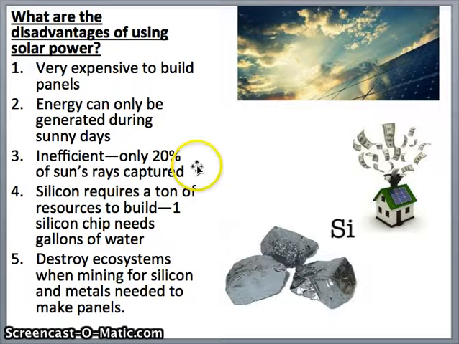Second, right now it's very inefficient still. Only 20% of the sun's rays that initially hit the solar panels get captured and turned into electricity. Silicon, which makes the cells, requires a ton of natural resources to build. So one small silicon chip actually needs gallons and gallons of water. So we have to use other natural resources, a ton of them, just to make this.